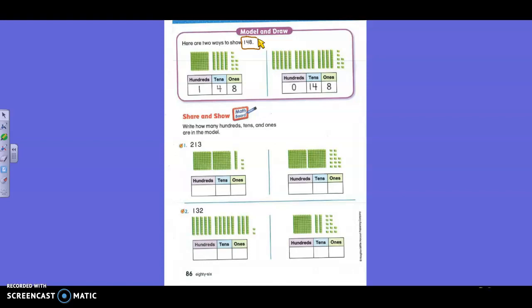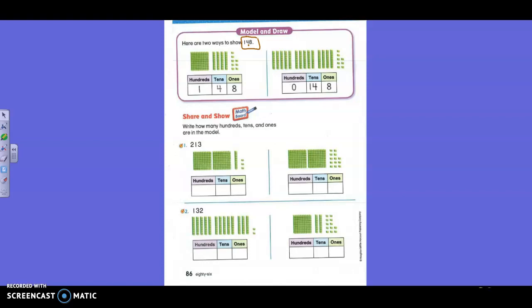How many 10s are there? 1. Nicholas, you need to pay attention to this part first. Then move on, okay? How many 10s? 4. And how many ones? 8. Okay, so that is 148.